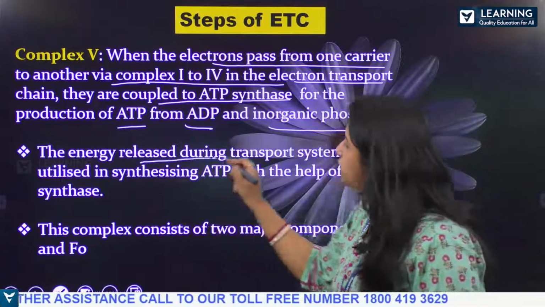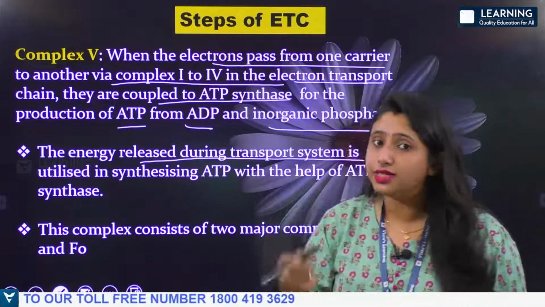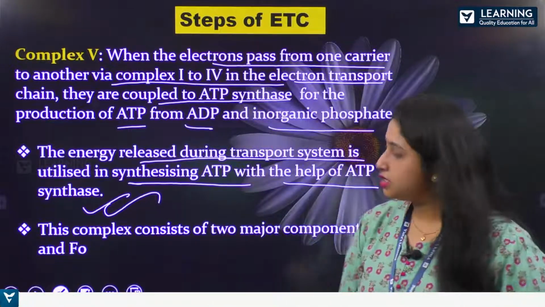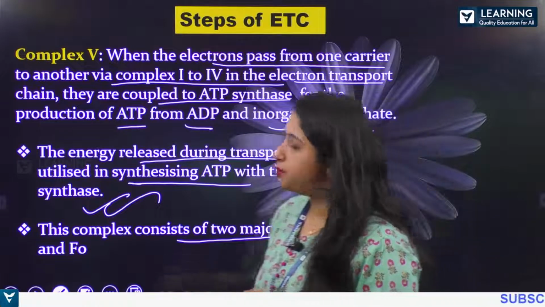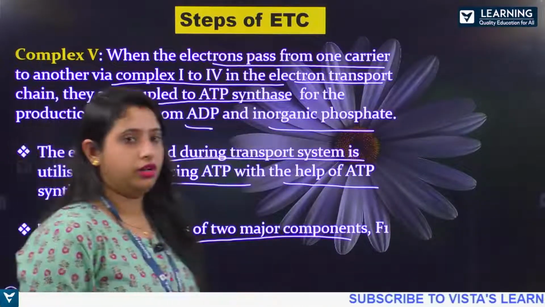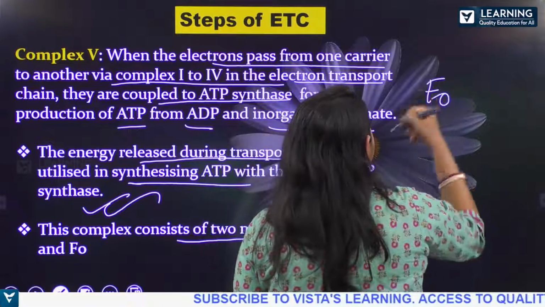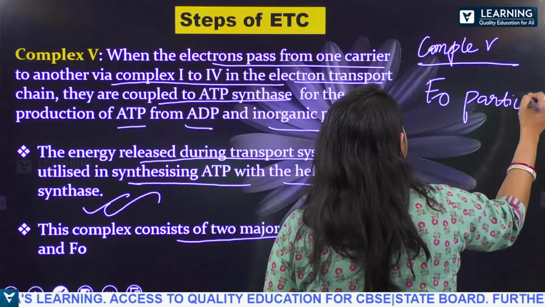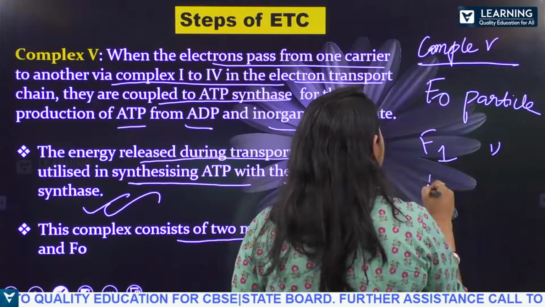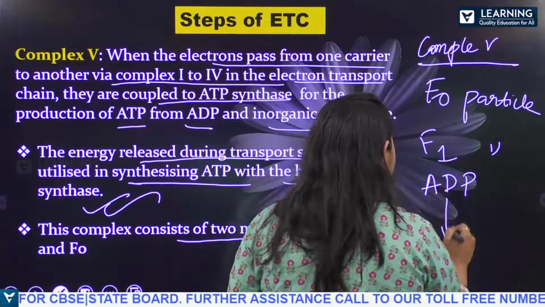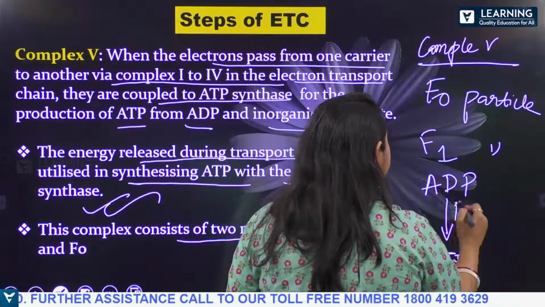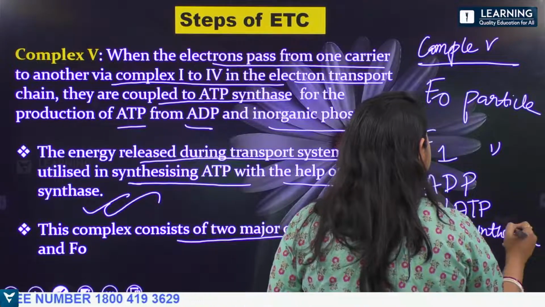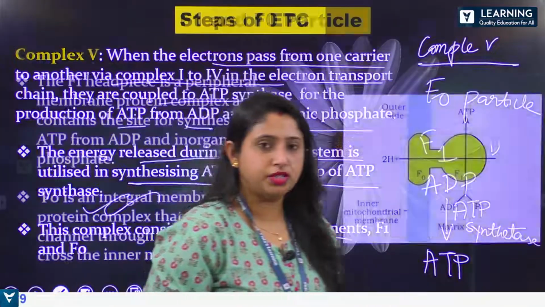So the energy which is released during the transport system is utilized in the synthesis of what? In the synthesis of ATP with the help of ATP synthase. And this complex consists of two major components, that is F0 and F1. Clear? So what are the two major components of complex 5? Complex 5 has the F0 particle and the F1 particle, where ATP is synthesized from ADP with the help of the enzyme ATP synthase. Is that clear? This is what is happening in complex number 5.